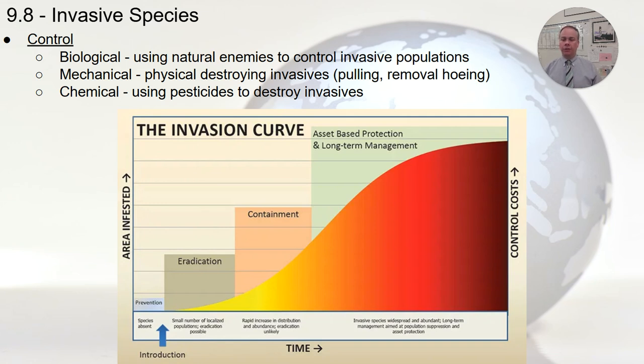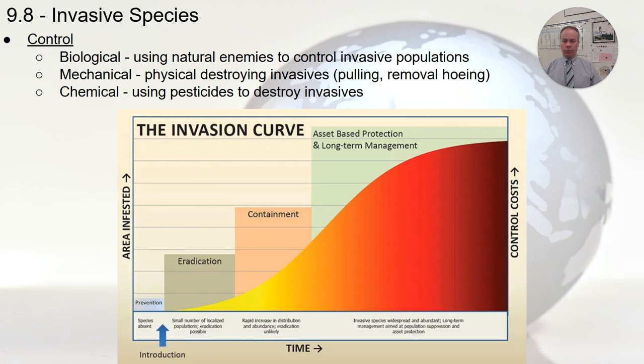Oftentimes, however, these species are not eradicated during those early stages, and they do spread geographically very widely. Their populations grow, and at that point, there's no way of eradicating the species. So often, the next step is containment, trying to reduce the spread of these organisms as much as possible and minimizing the long-term effects on native species.